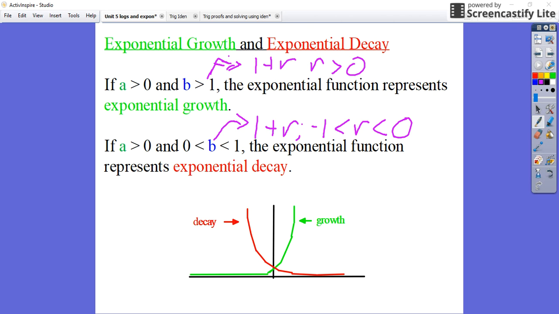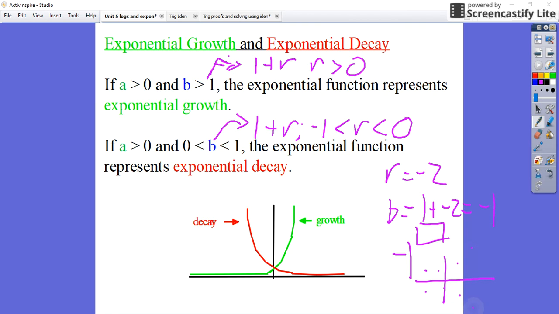And you may be asking, well, why can't we have something less than -1? Well, it goes back to the equation itself. If we say that R is -2, that means that the B value is 1 plus -2, which gives us -1. And then you're saying -1 raised to some power. Well, that's fine when you take it to the first power, which is this -1. But what happens when you square it? Well, all of a sudden that -1 becomes +1. What about when you cube it? Well, then it's back to -1. So you end up with a graph that looks like this.